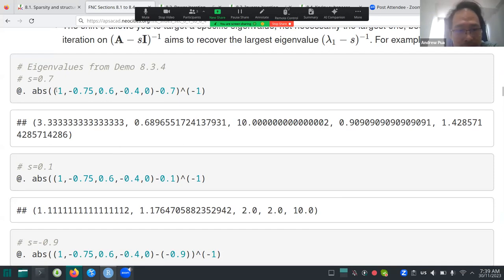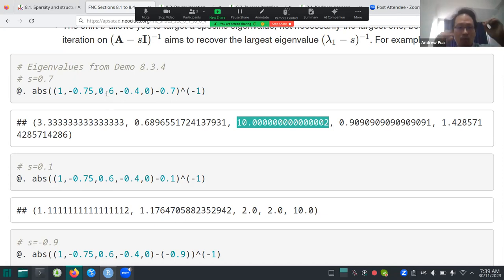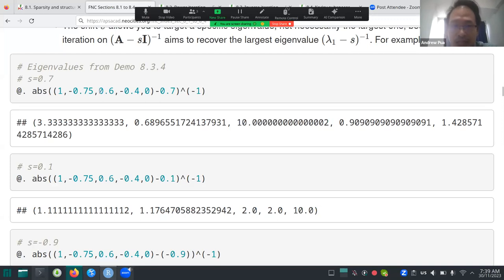These are the eigenvalues in demo 8.3.4. You have 5 eigenvalues here. Suppose I put 0.7 as the shift and then take the inverse and then take the absolute value, you will find that the largest one is this one here. The largest magnitude is 10.00002, and it corresponds to the eigenvalue 0.6. So if you do power iteration where S is equal to 0.7 on a matrix that has these eigenvalues, you'll be able to recover something that is close to 0.6.